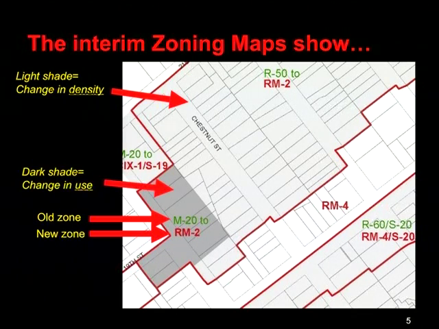Areas shaded in dark gray indicate that a change in use has been proposed. For example, the dark shaded area on this map shows a few properties that are being rezoned from manufacturing use to residential use. Areas that are not shaded are proposed to have no significant change to the existing zoning. The maps also show proposed height limits along commercial corridors.